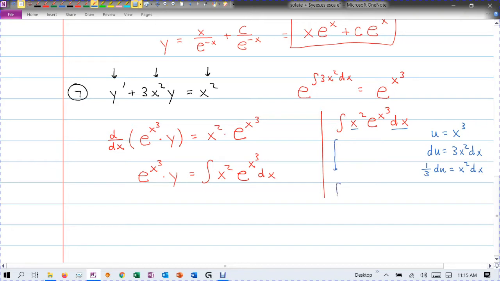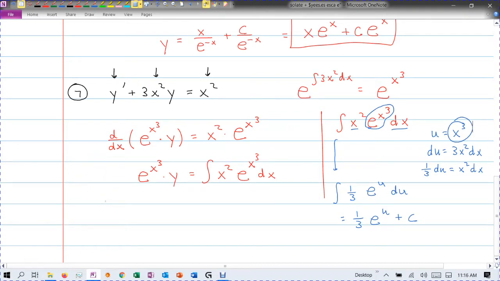So we have the integral, the x² dx becomes 1/3 du. I'll put the du in the back, and then this piece here, e^(x³), becomes e^u. And now that antiderivative is easy. 1/3 e^u plus c, and then I'll just replace u with x³. So we're back here now. I'm at the bottom of the page.